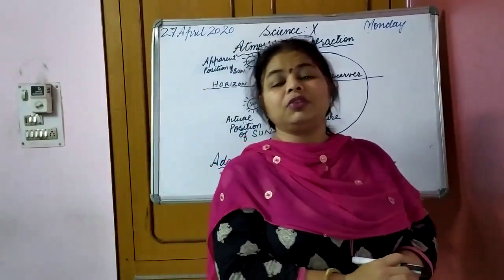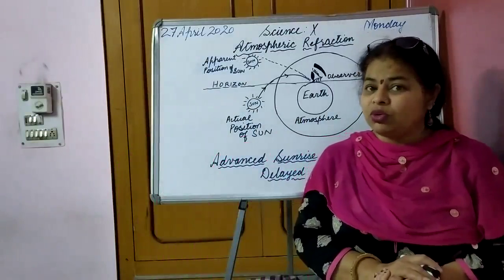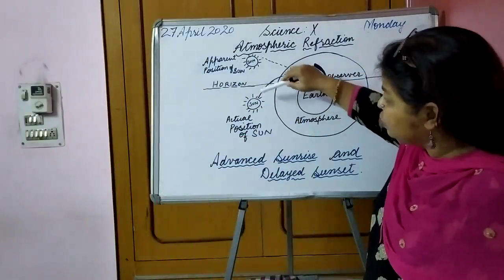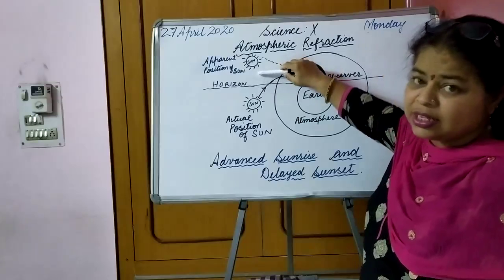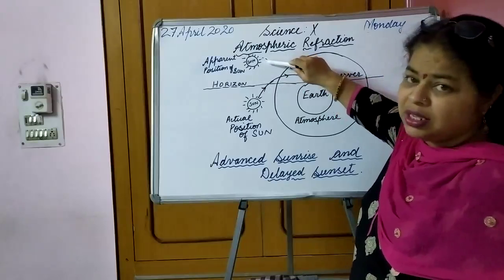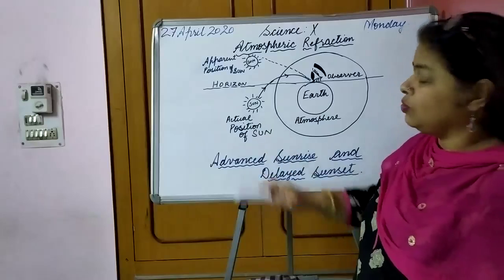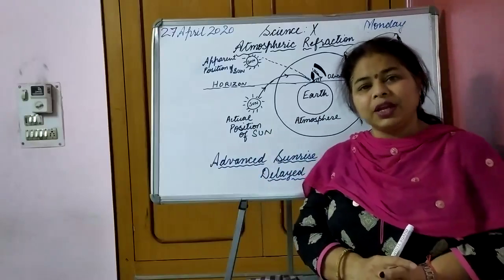What is happening actually? The crossing of the horizon by the sun. Okay, by actual sunrise, what do we mean? That the sun has to come here. That is the actual sunrise, but it appears as if it is here. Why? It has risen. Why is it so? Because of the atmospheric refraction.